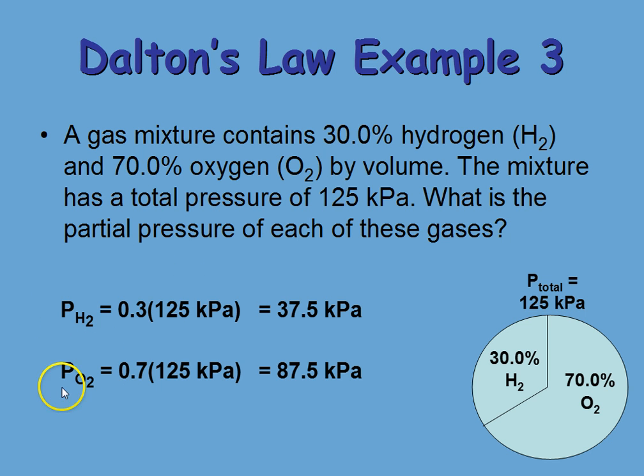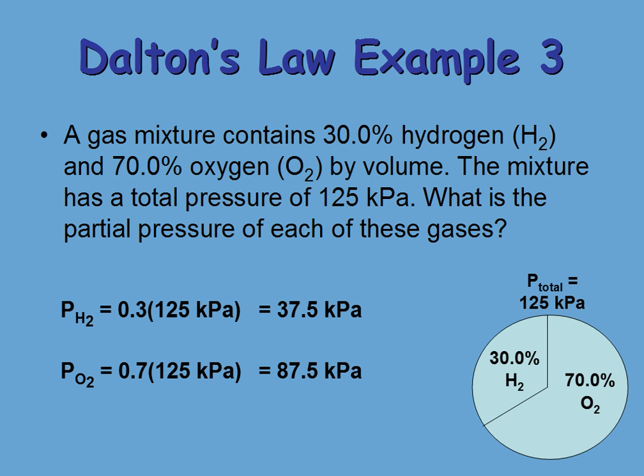There's another way you could get oxygen, and that is knowing that hydrogen and oxygen make up your total pressure. You could subtract 37.5 from 125, and you would get that 87.5 kPa. Or you can just add these two together, and you will see that they too do add up to the 125 kPa total pressure making up this mixture.